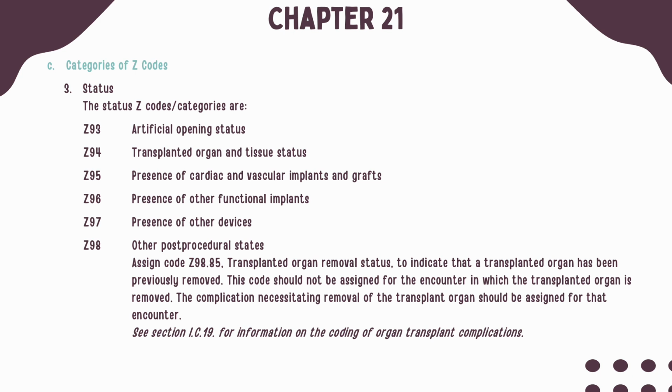And category Z98 is for use to indicate when the patient is status post a procedure. For example, code Z98.85 is to indicate that a transplanted organ has been previously removed. This should not be used for the encounter where the organ was removed, but for later encounters. When coding for this scenario, the complication necessitating the removal of the transplanted organ should be assigned, as well as Z98.85.